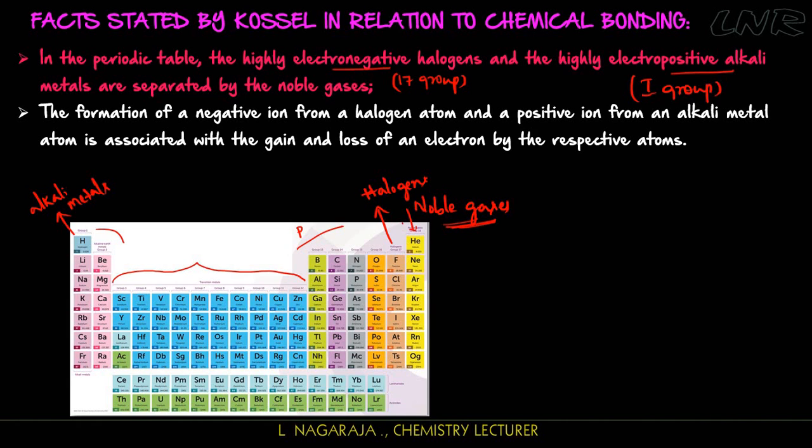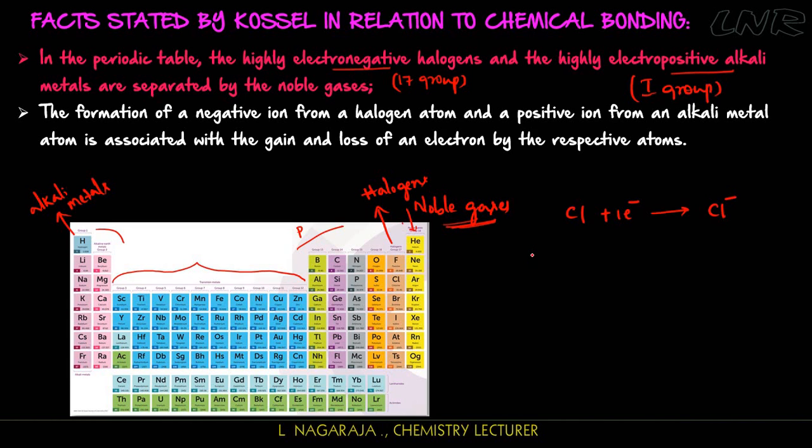For example, let us take any one halogen atom, for example the Cl atom. This Cl gains one electron and it is converted into Cl minus. The presence of one extra electron is represented by using the minus sign. So this minus indicates the presence of an extra electron. So the Cl gains one electron and is converted into Cl minus.